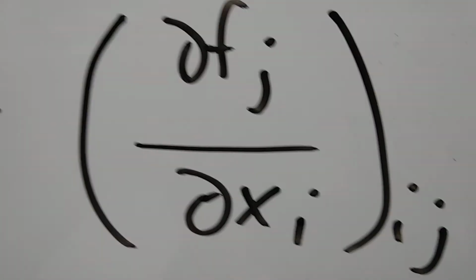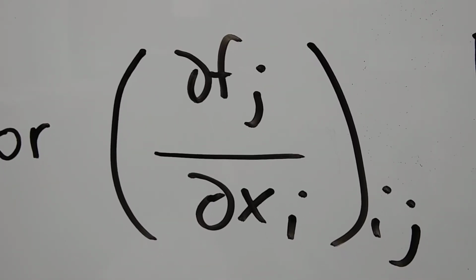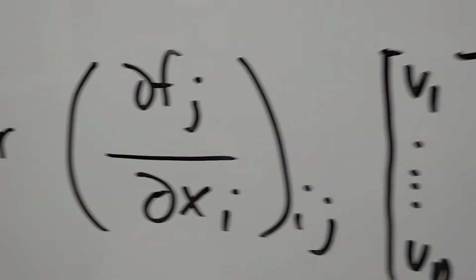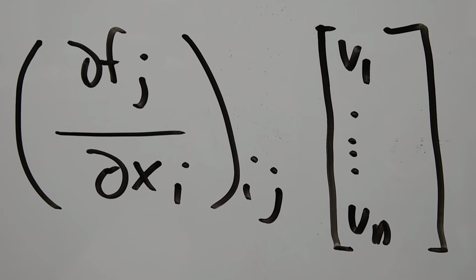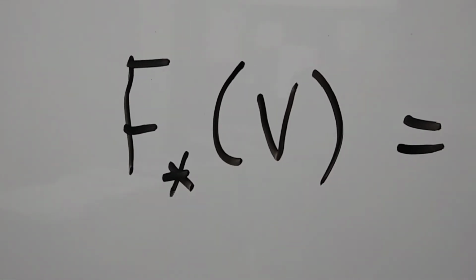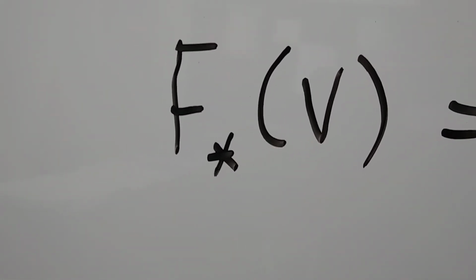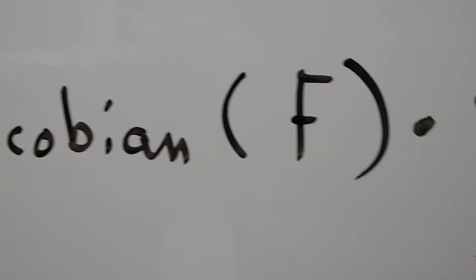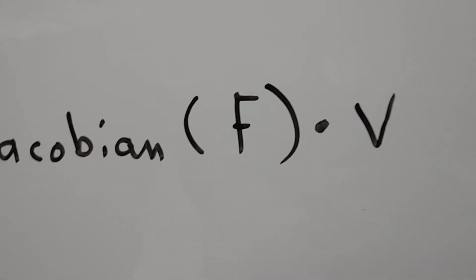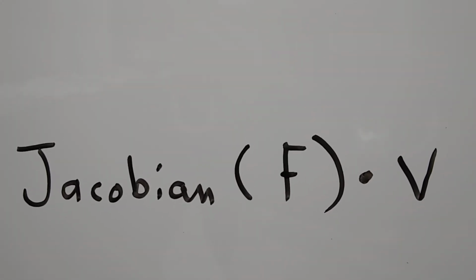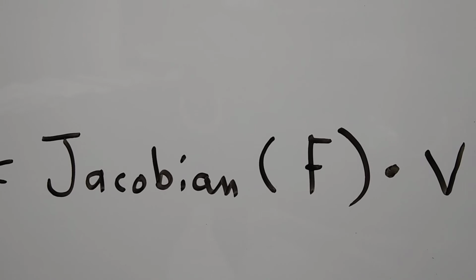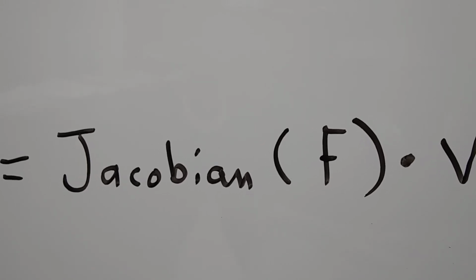Or if you want to write it in matrix notation, it's just the matrix of partial f sub j with respect to x sub i, indexed by ij, multiplied by the column vector v1 to vn. So really then your tangent map applied to a tangent vector in Rn becomes the Jacobian of that map dotted with that vector. Just like when you were studying a mapping, say f from R cubed to R, and you wanted the directional derivative of that mapping, it turned out to be the gradient of f dotted with v.